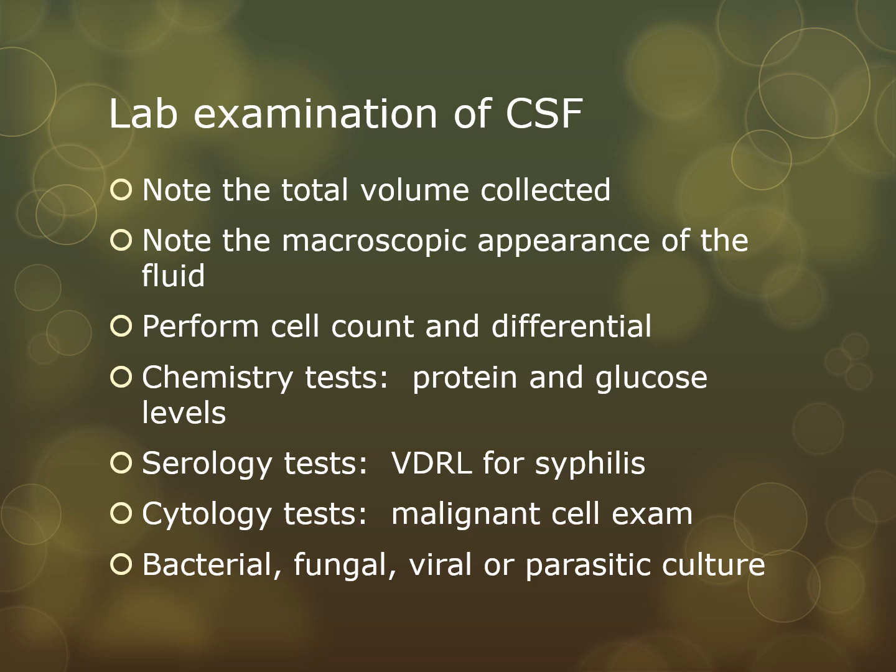Then we're going to do serology tests, including things like VDRL, which is the Venereal Disease Research Laboratory test for syphilis. And then we can do cytology tests. Usually that's the cytologist doing that. They're looking for malignant cells, such as leukemic cells. And then in the microlab, we're going to do bacterial, fungal, viral, and parasitic cultures.